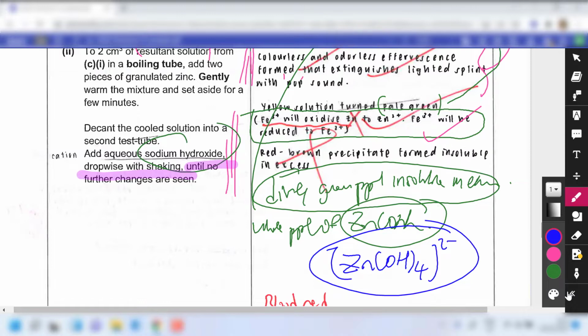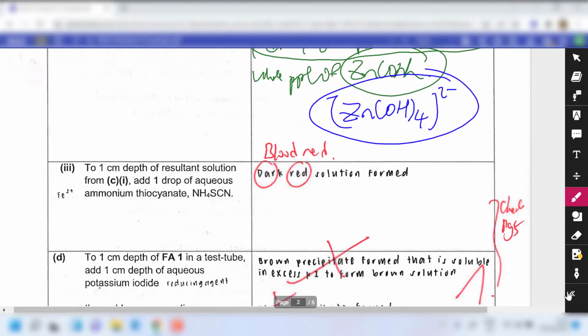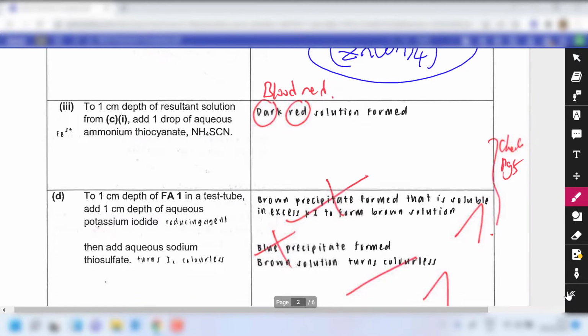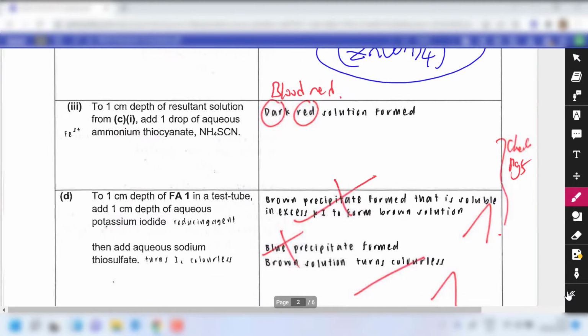when you're writing your observation. When you're in doubt, please go back to the earlier video on the lab techniques so that you can observe them more clearly. Then next we are moving to part 3. So we have 1 cm depth of the resultant solution. And then this is very clear cut.